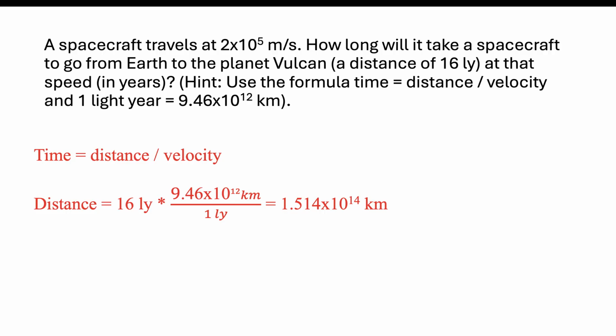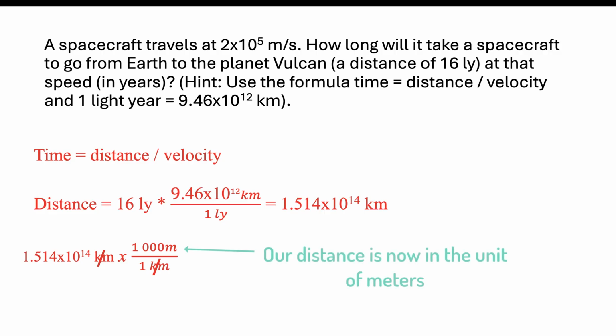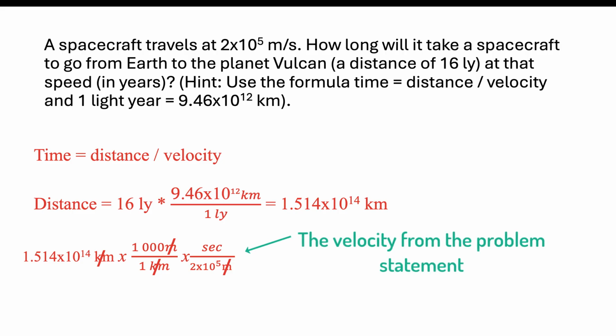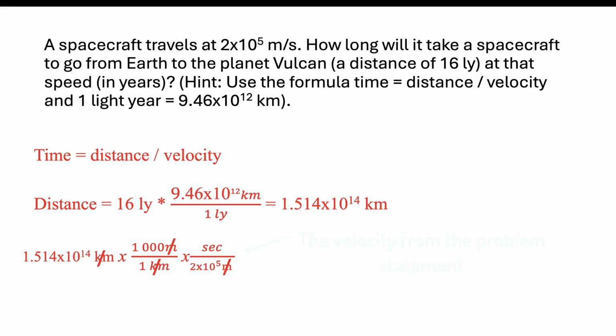So our distance translated down in the second line, 1.54 times 10 to the 14th kilometers. Now we're going to have to convert kilometers to meters, so we do our first step in the conversion. So here again, canceling like units. So now we apply the velocity. So here we're in meters per second.